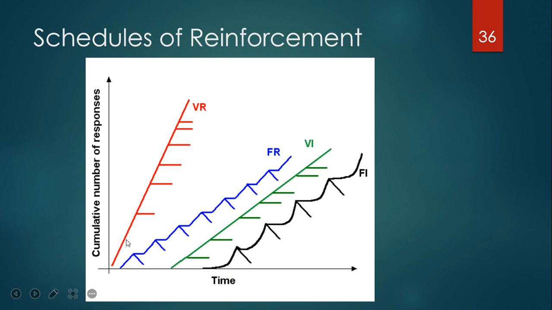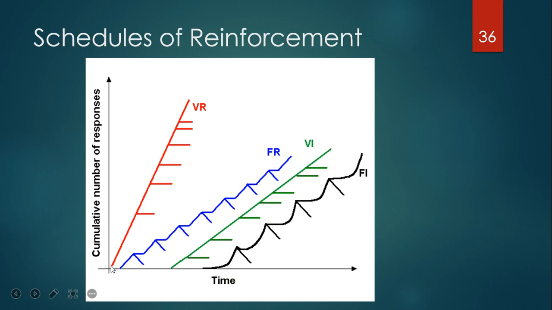So let's start with the red line. And this red line is our VR line. That's our variable ratio. Now, these horizontal tick marks here represent the times that the organism was rewarded. So this is when the treat is dispensed in the rat's cage. So the fact that this line kind of skyrockets almost straight up means the rat is pressing that lever like crazy.